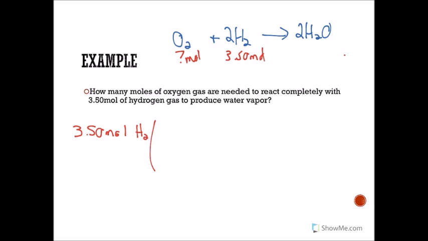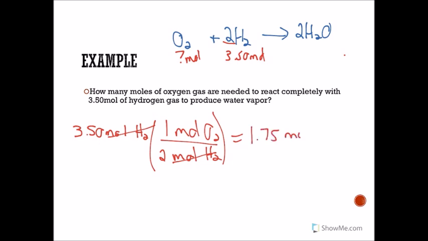We need to then use our molar ratio as our next step, which are coefficients. We have 2 moles of hydrogen on the bottom to cancel off, and 1 mole of oxygen on top, because that's what we're looking for. And then we type that into our calculator. So 3.5 times 1 divided by 2, we get 1.75 moles of oxygen to the proper significant figures.